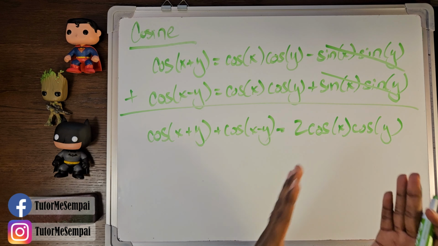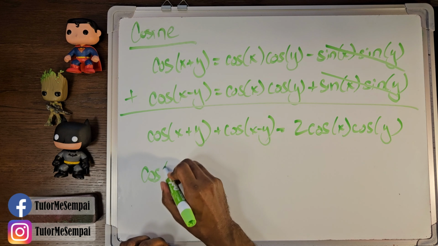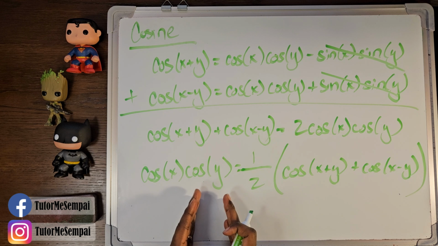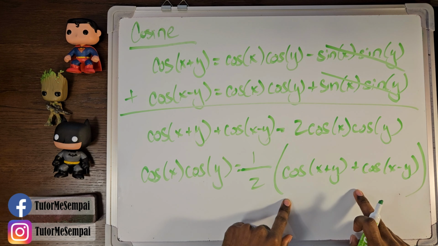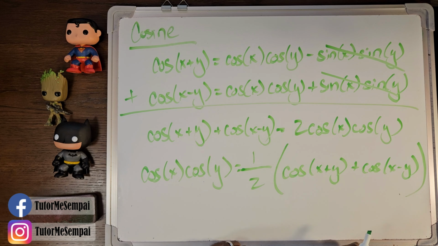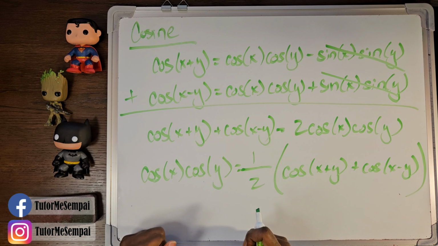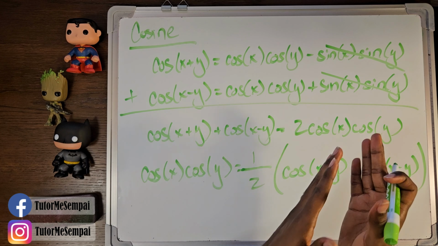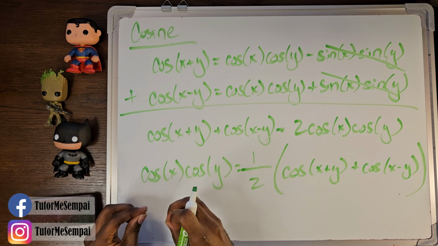Once again, let's get this by itself and swap sides, which gives us the following. We have cosine x times cosine y equals 1/2 times cosine of x plus y plus cosine of x minus y. This is going to be our very first product to sum identity for cosine. And just like the others, all we did was add our two angle sum and angle difference identities for cosine. To find our final one, all we need to do is subtract the two instead of adding them. So let's jump straight into that.